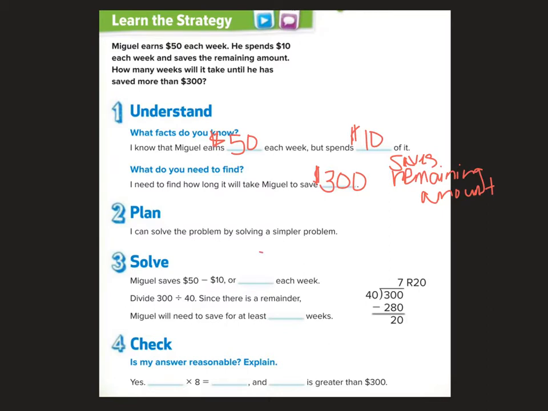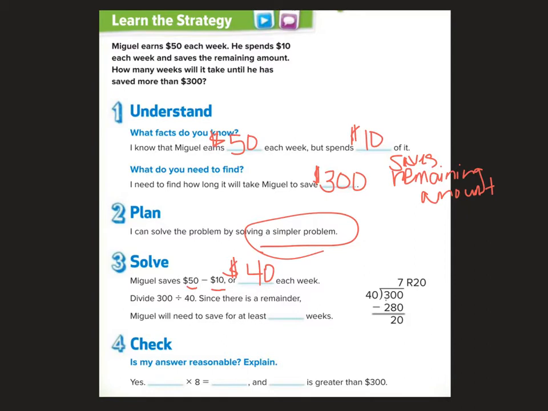All right, so we're going to solve a simpler problem. First I'm going to find out how much he actually saves each week. Miguel gets 50, spends 10, so that means each week he's going to be saving $40. That's our simpler problem right there. We need to know how much he saves each week, so let's figure it out. 50 minus 10 will tell us how much he saves.